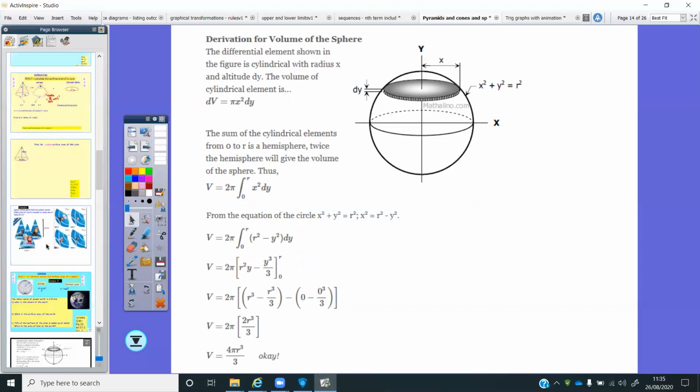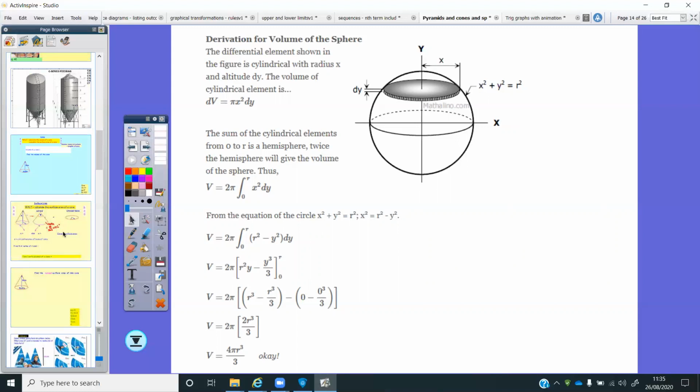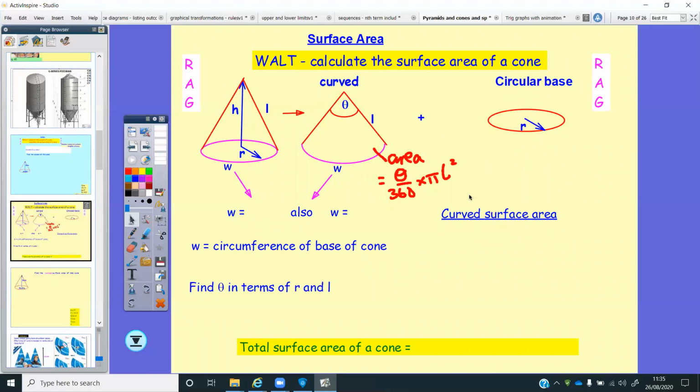The other formula that I said, as far as I can, I like to be able to show where formulas have come from, rather than just plonking a formula down and you substitute in. You really are just operating with what you're given. Then you're not really having to think about it. And I think they should always be asking why. So the curved surface area of a cone is another one here.